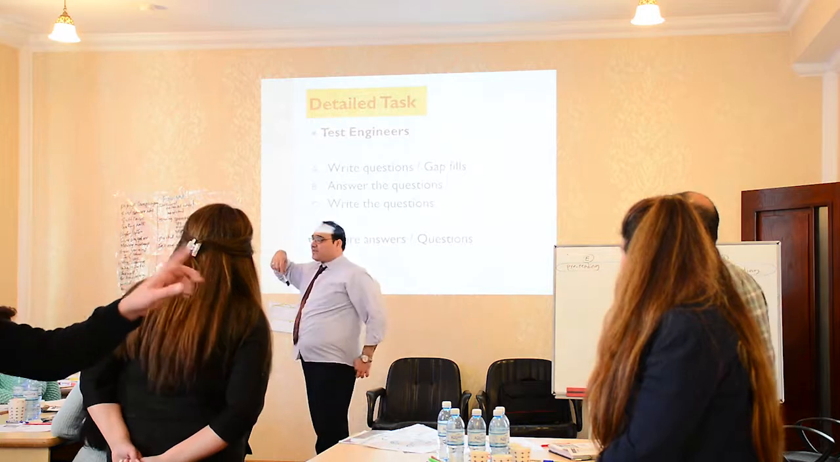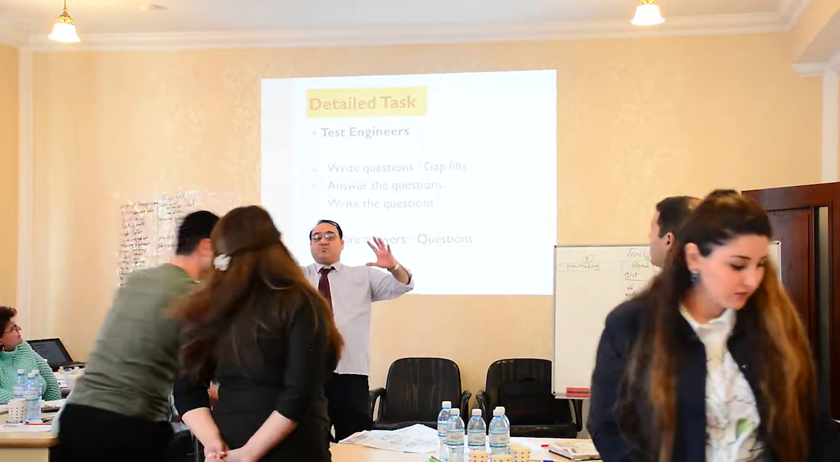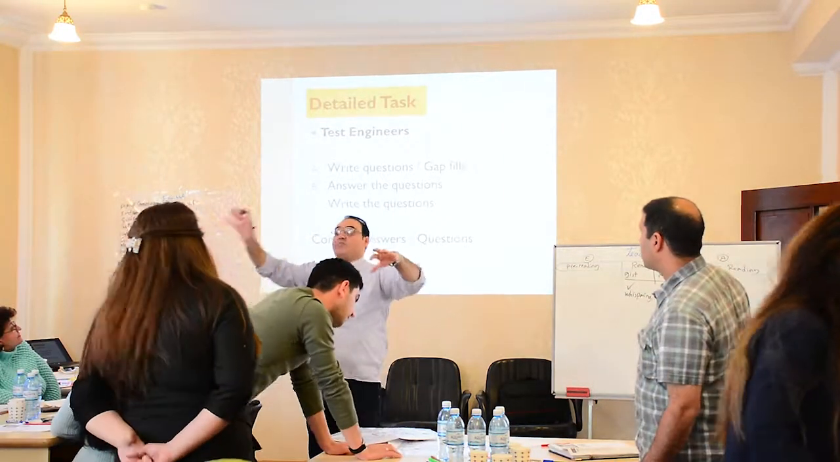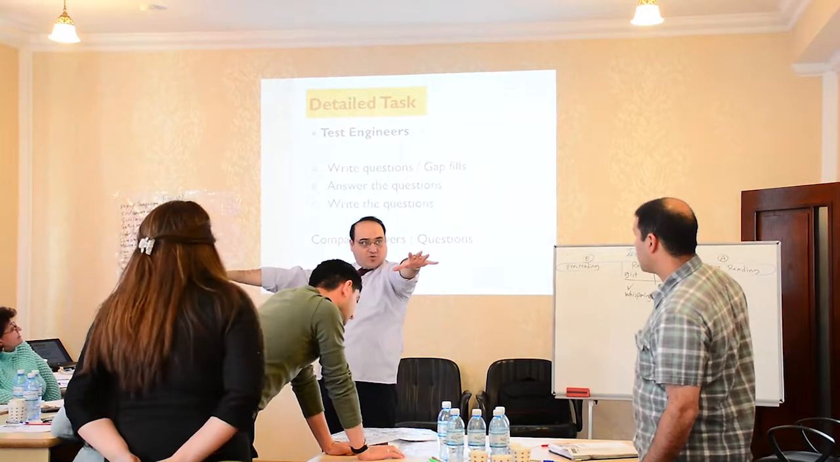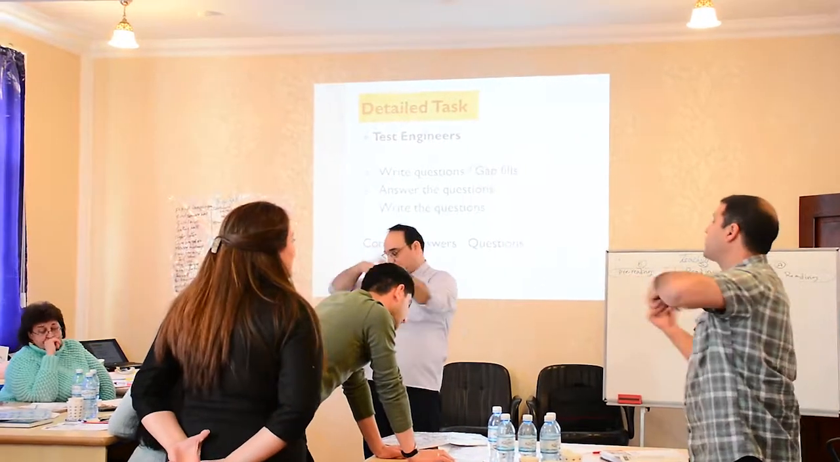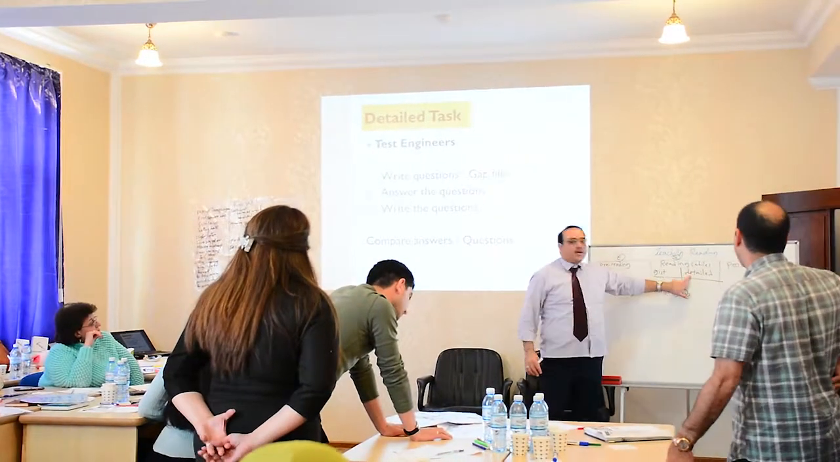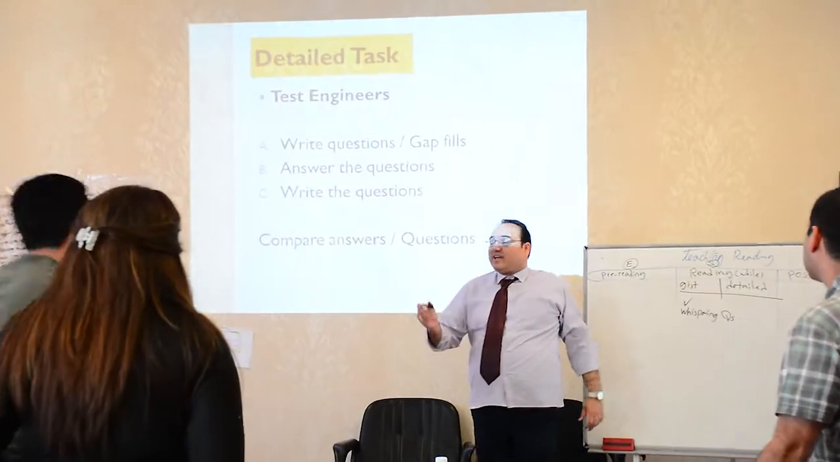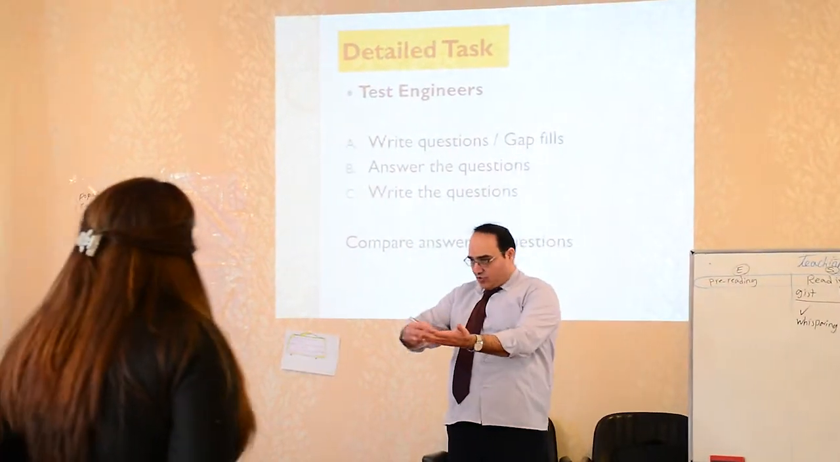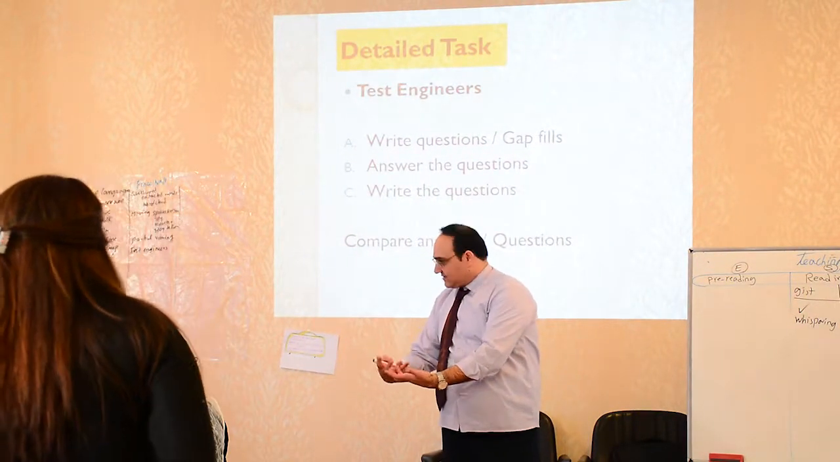The best version of test engineering is like this: A, B's and C's at the same time write four questions and then switch. And then switch. And that's the best version. This is a detailed task. Yeah, look, traditionally in course books we have questions and students answer.